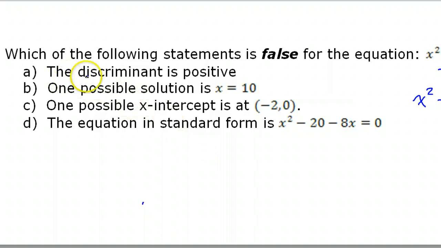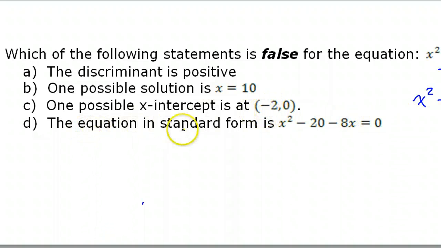Now, the discriminant is positive. Alright, we could just calculate the discriminant. One possible solution is 10. We could plug it into our calculator and see. X-intercept is negative 2 comma 0. Again, we could plug this into our calculator and see if it's there.